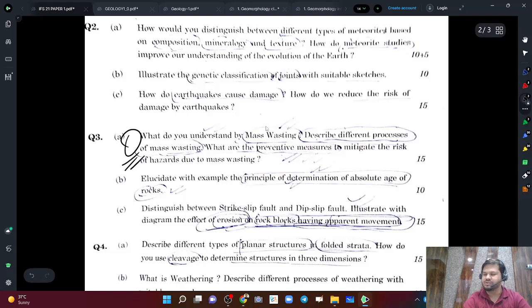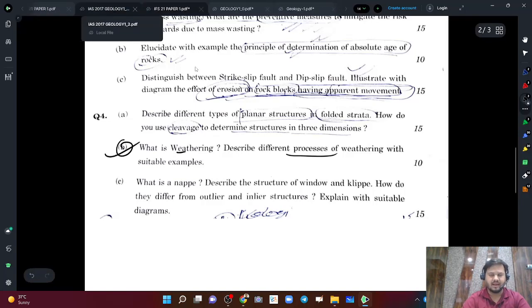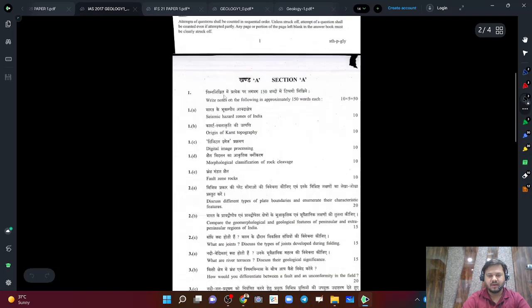This we will also do in engineering geology. And in this fourth question, they have asked simply what is weathering and different processes of weathering. Simple, very very simple question, right? This is IFS paper 2017, right?